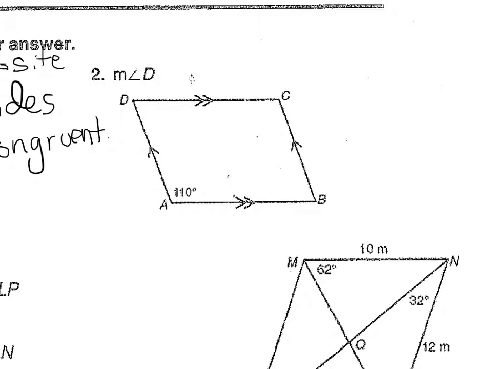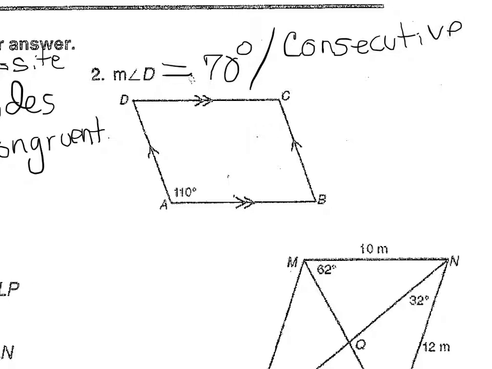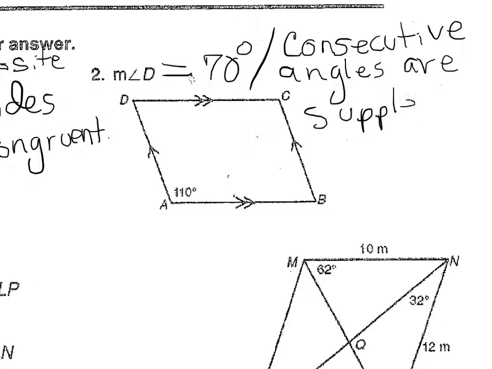Okay, let's look at number 2. How about angle D? How much is angle D? 70? 70, that is right. Angle D is 70 degrees. Okay, how come it's 70 degrees? Because 110 minus. There you go. Because of the property that says consecutive angles are congruent, right? Consecutive angles are not congruent. What? Consecutive angles are supplementary. That's right, supplementary. Not congruent, but supplementary.